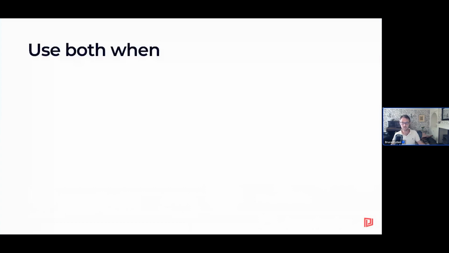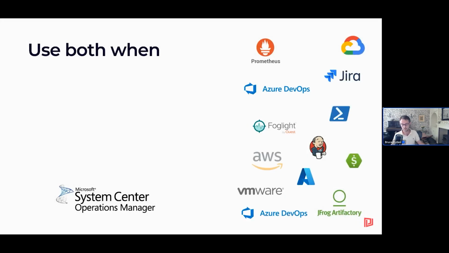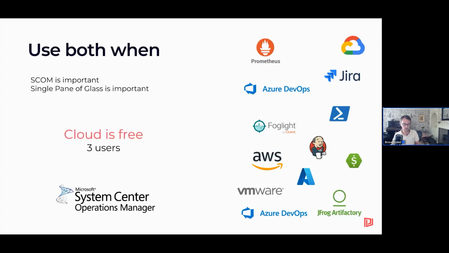Now, at the end of the day it's about using the right tool for the right job, but sometimes you do need to use both. And that case is where SCOM still is really important. You do have lots of infrastructure and you're using SCOM to monitor it, but there's tons and tons of other tools in your landscape. So SCOM is important, but so is having a single pane of glass. And in this case, Cloud kind of comes into its own, and having both of these products together is important. It's worth saying that there is a free version of Cloud as well.